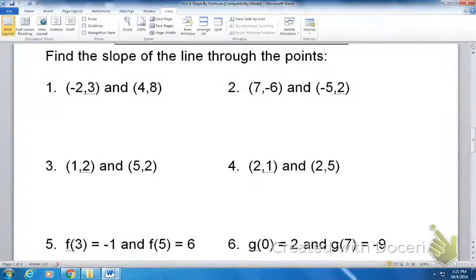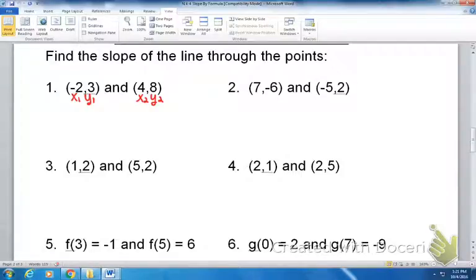It's just replacing variables with numbers that it gives us. So it says find the slope of the line through the points. So the first set, -2, 3, and 4, 8. My suggestion to you is, on the first point, put x1, y1, and on the second point, put x2, y2, okay? You could use the first point as x2, y2, and the second point as x1, y1, as long as whatever point is both the 1s, the other one's both the 2s. That may be a little confusing.